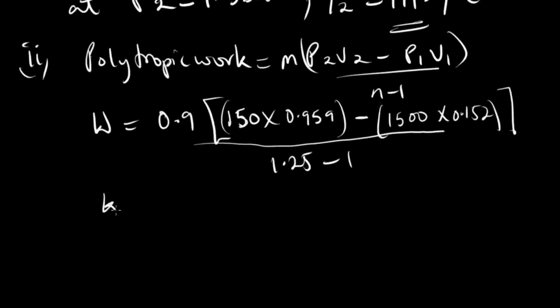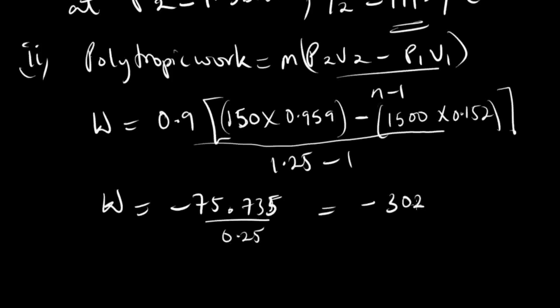So finally work done will be minus 75.735 all over 0.25, which will give us minus 302.94 kilojoules. That will be our polytropic work.